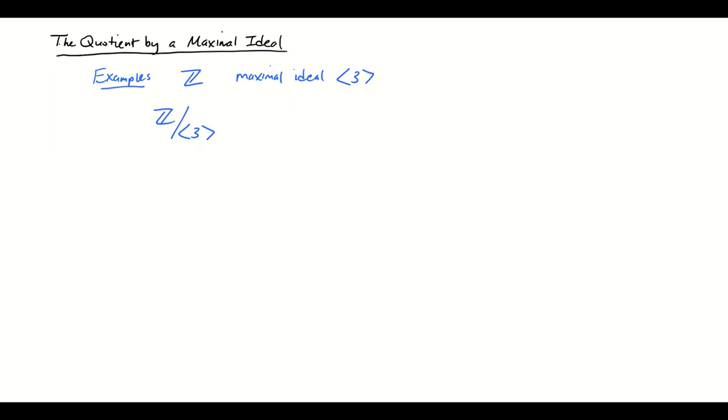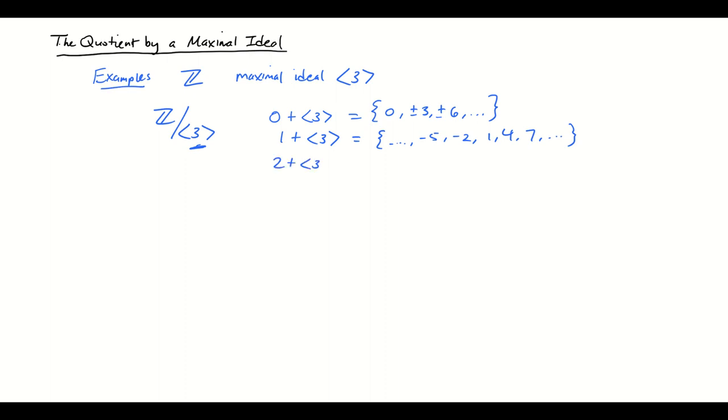Well, to figure out the structure of this quotient ring, we need to think about the congruence classes of integers modulo this ideal, which is really to say the congruence classes of integers modulo 3. The cosets of this ideal are 0 plus the ideal. That's just the set of all multiples of 3. And then another coset would be 1 plus the ideal. That would include such integers as -5, -2, 1, 4, 7, and so on. And then there's also the coset represented by 2. And that includes things like -4, -1, 2, 5, 8, and so on.